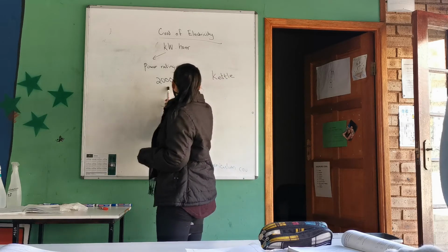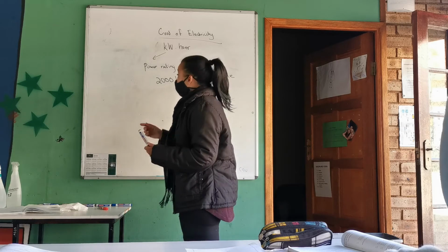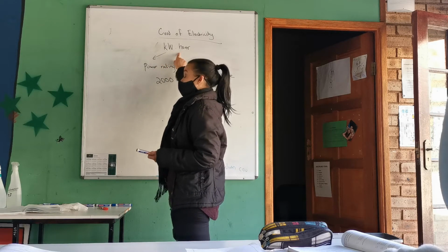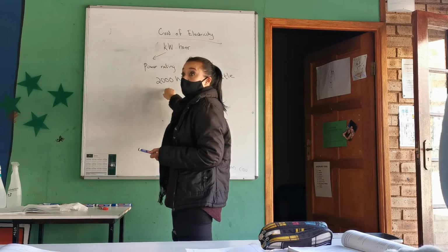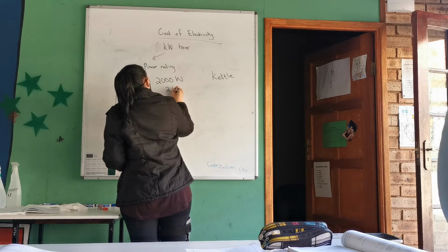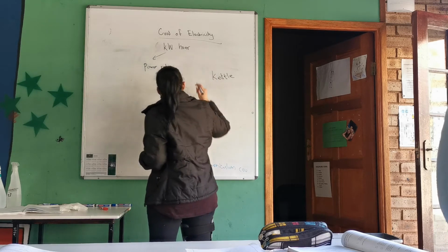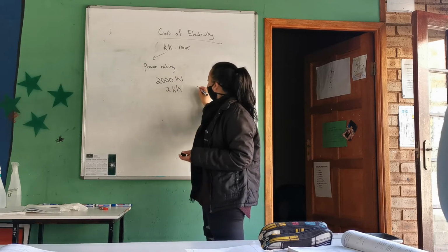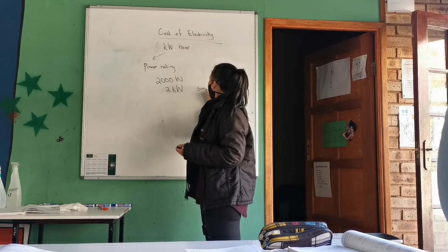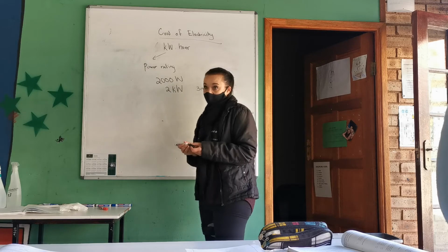If I have a 2000 watt kettle, and I'm dealing with a power rating where my unit is kilowatt hours, I must convert this to kilowatts. I can't just use watts. So it's 2 kilowatts. I'm dealing with kilowatt hours, but we only use a kettle for about 3 minutes. The question is, how much of an hour is 3 minutes?